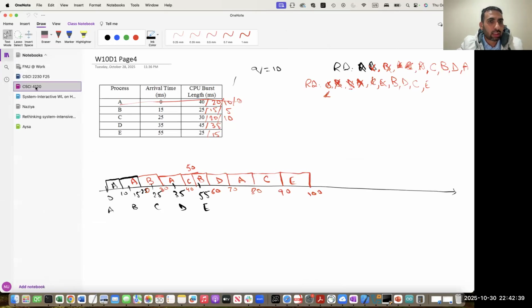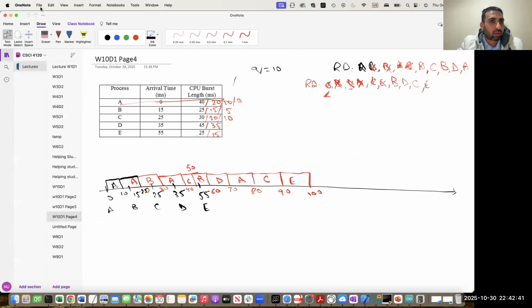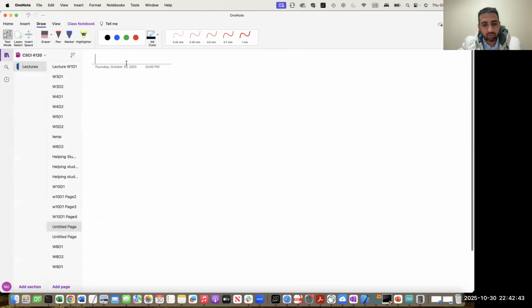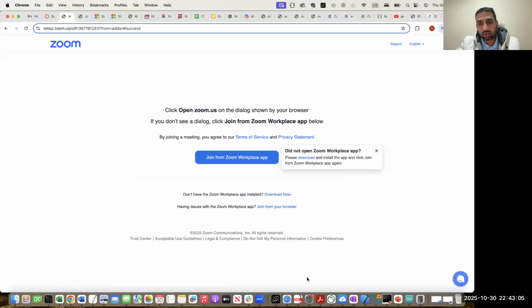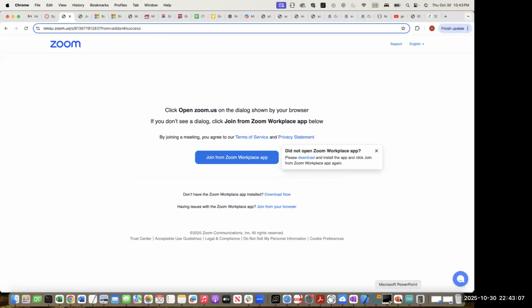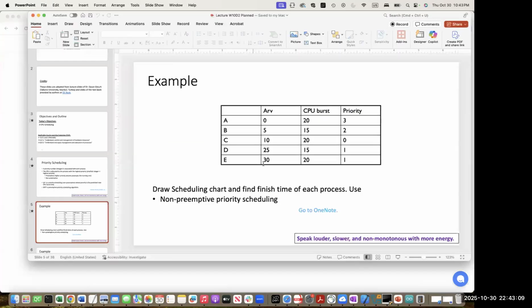Okay, new page. Week 10, day 2. By the way, this OneNote, I have embedded a link for it in the Canvas page. Are you able to access it, like in hours outside the class time? I haven't tried yet, but that would definitely be helpful. I'll look into it. Yes, I tried it. It works. Okay, thank you.